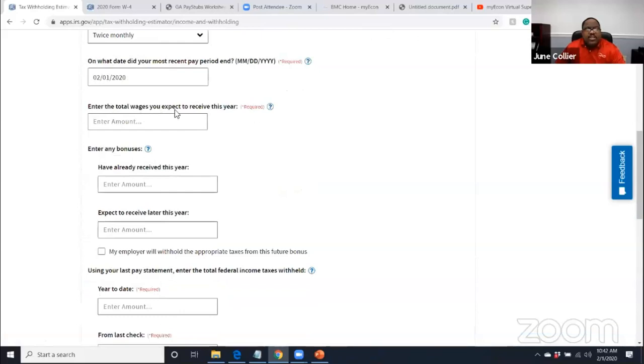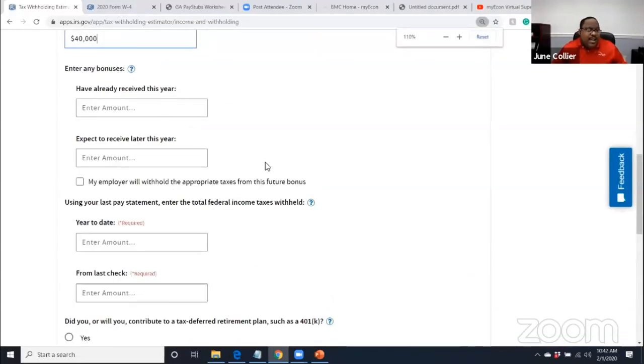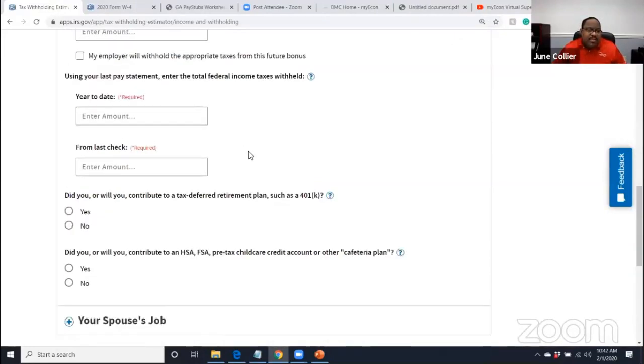Enter the total wages you expect to receive this year. Well, we already know that the husband is going to earn $40,000 a year, so we enter $40,000. Enter any bonuses. They've got a good job, but they don't have a great job, so there won't be any bonuses that they're going to be receiving this year. So we'll leave those boxes blank. They don't expect to receive any bonuses.